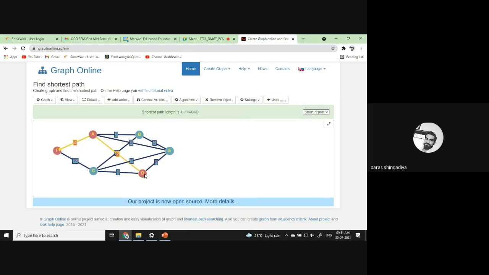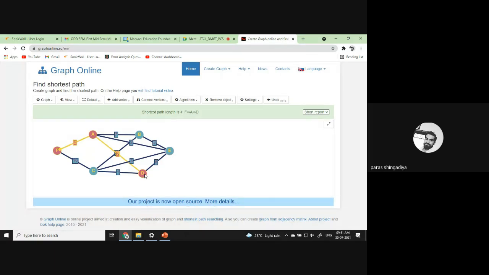There is a direct route from F, A to D. A to D is 2 kilometers and F to A is 2. So 2 plus 2 is equal to 4. And here you can also check the answer. Shortest path length is 4. Clear?